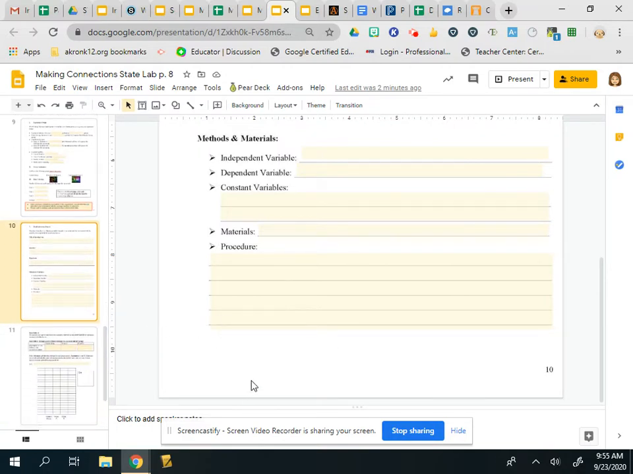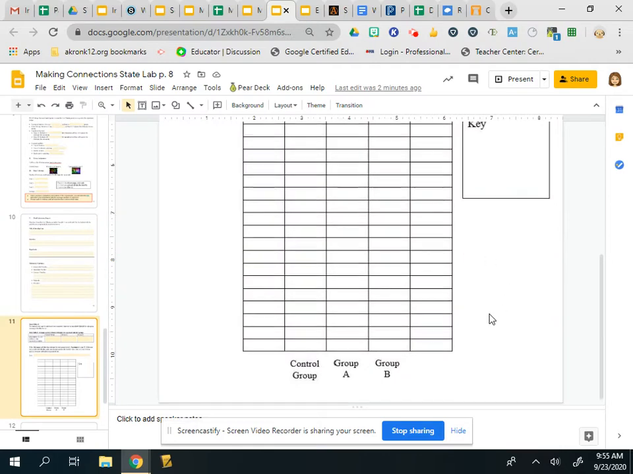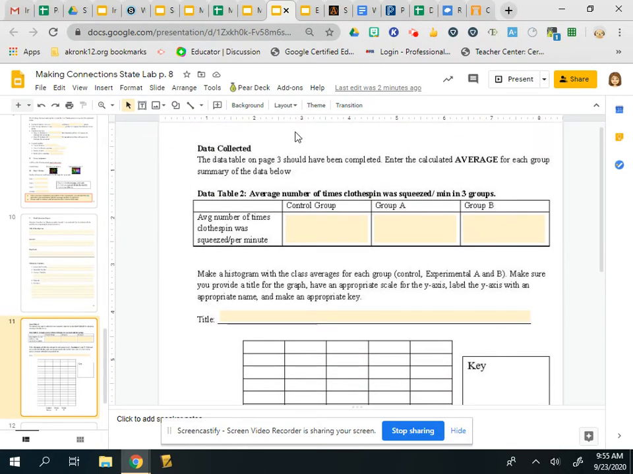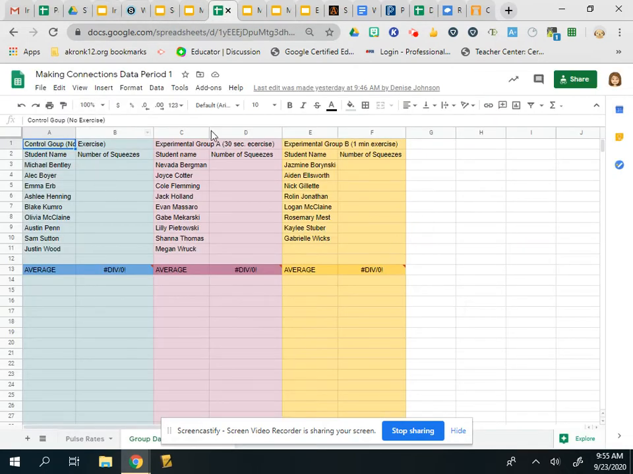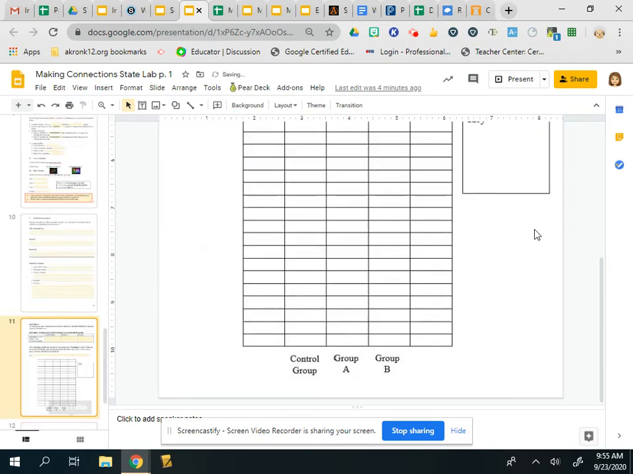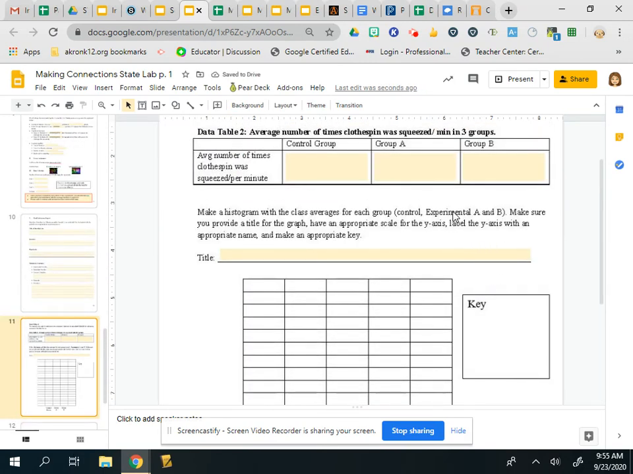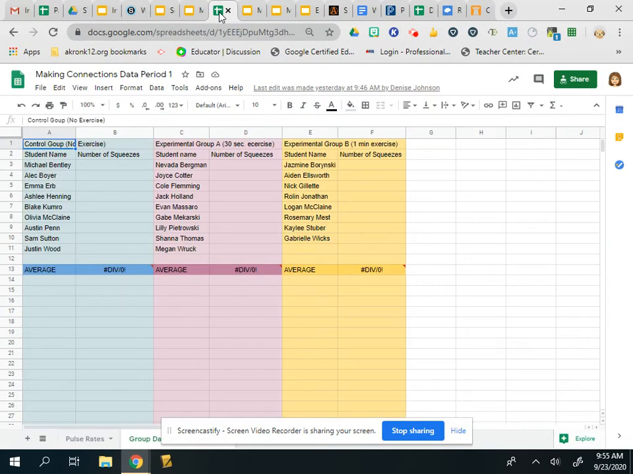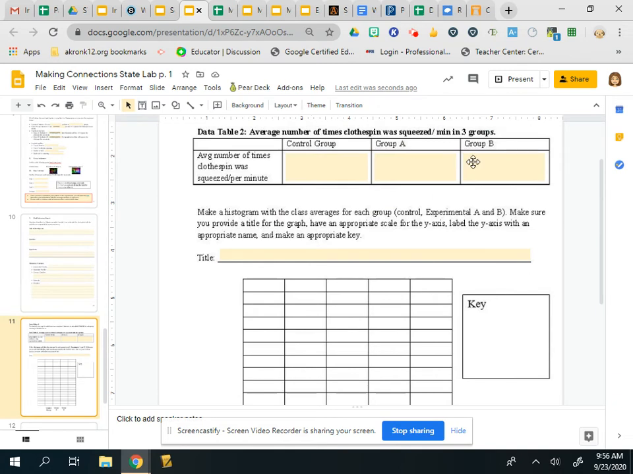And then we're going to move on to this next slide with our data collected. So the data table on the previous page should be completed. So this is the data table we're talking about, okay? Okay, so now you have your control group average that you're going to write from here. This is your control group average, and then group A average and group B average. That's where you're getting those numbers from, okay?